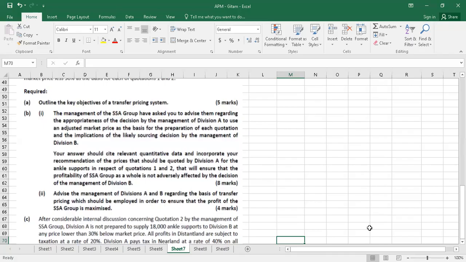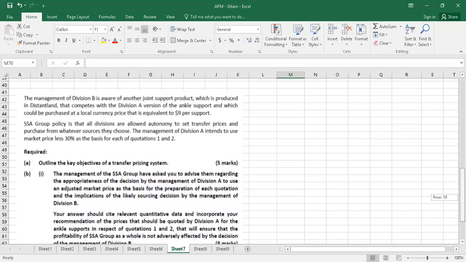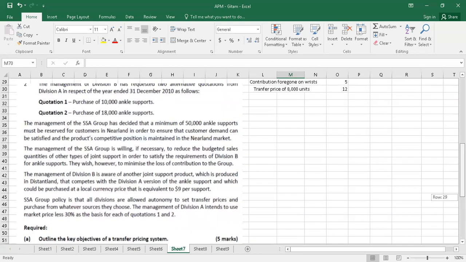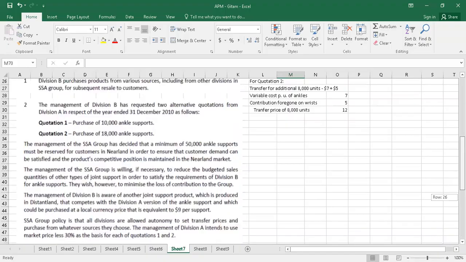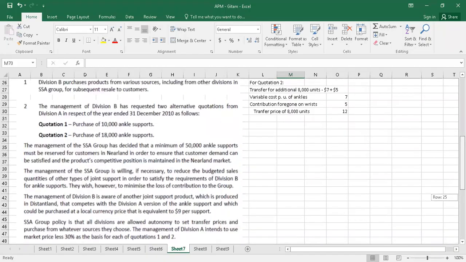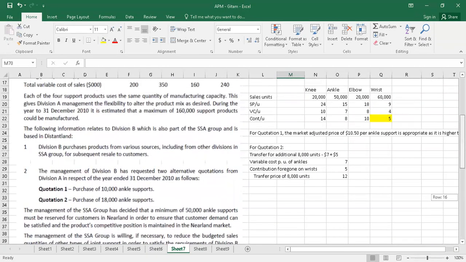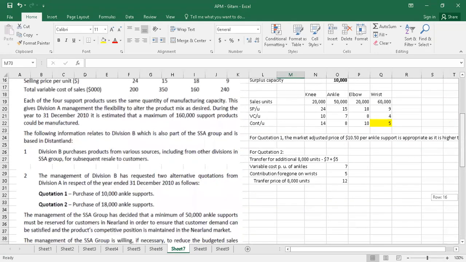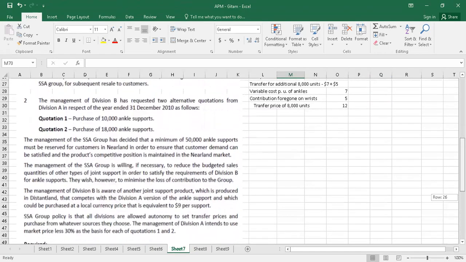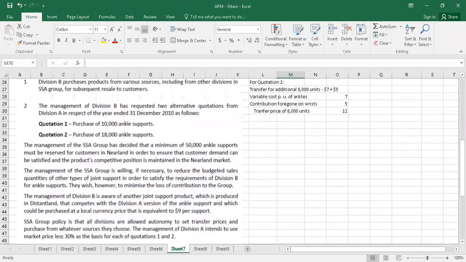From division B's point of view, is it appropriate? Until now, we were all talking with respect to division A. So for division A, 10.5 is appropriate. Then 12 will be appropriate. But from division B's point of view, we also have to talk about what alternative division B has.